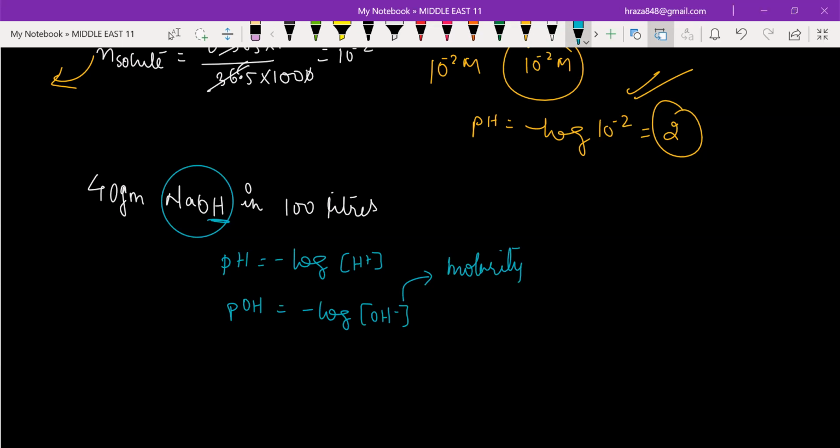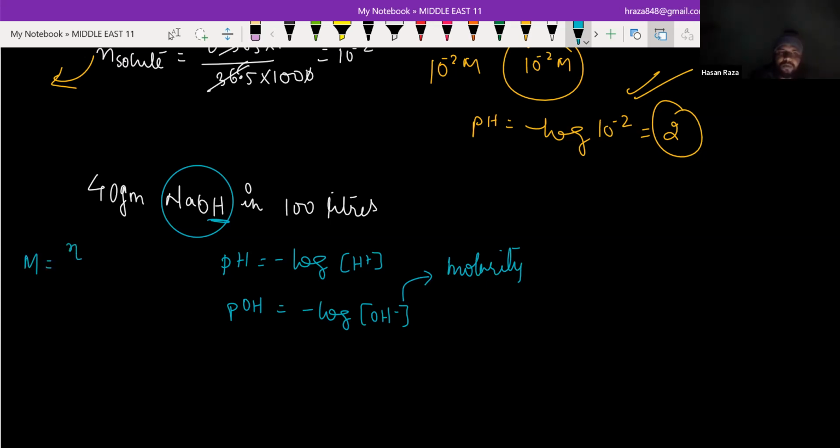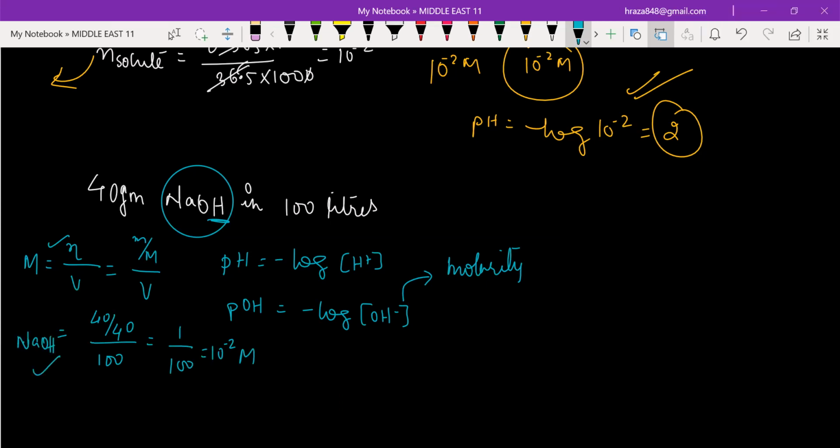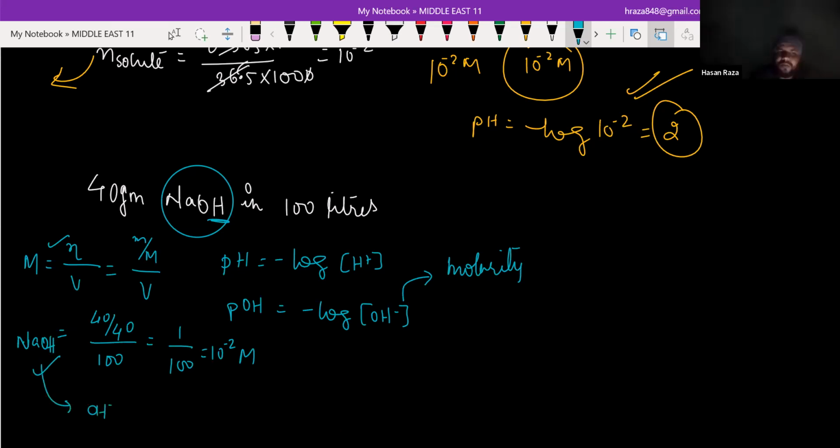So here I'm going to find out the molarity of NaOH, that is number of moles of NaOH upon volume of solution in liter. Number of moles is given mass upon molar mass. Given mass is 40, molar mass is also 40, and volume is 100. So we got 1/100, which means 10 raised to the power minus 2 M. That is the molarity of NaOH, right? Yes, sir. So molarity of OH minus will be equal to 10 raised to the power minus 2 M. Is that correct? Yes, sir.